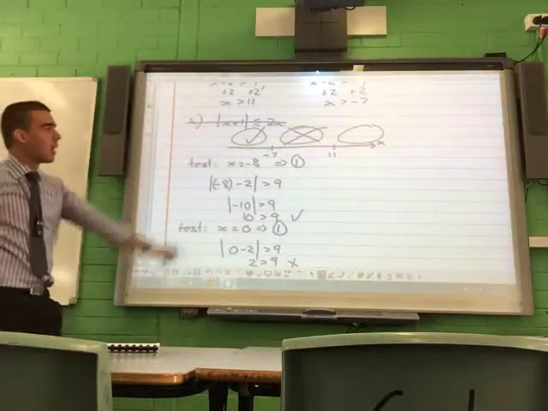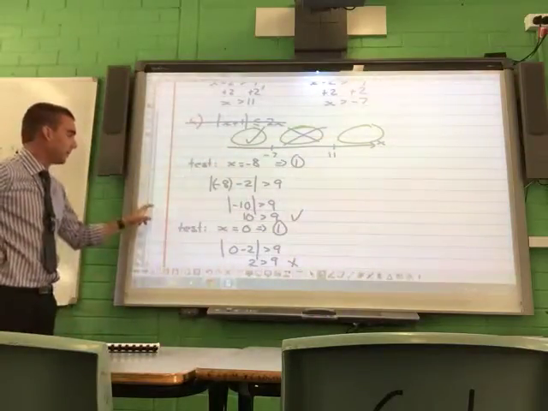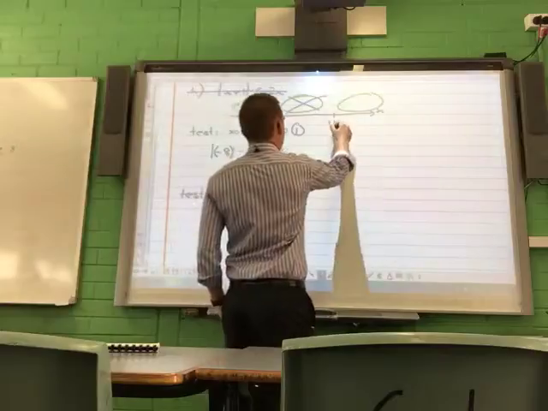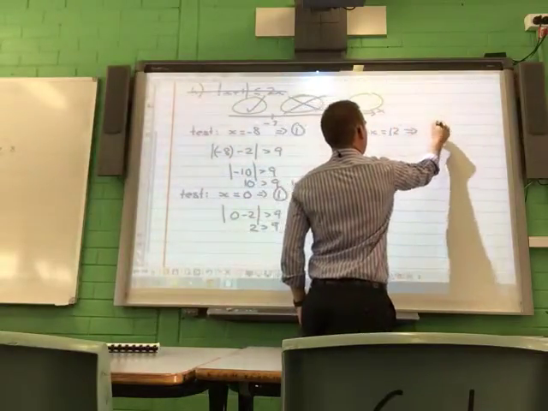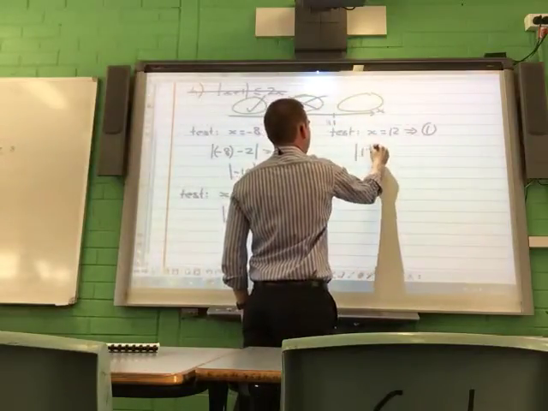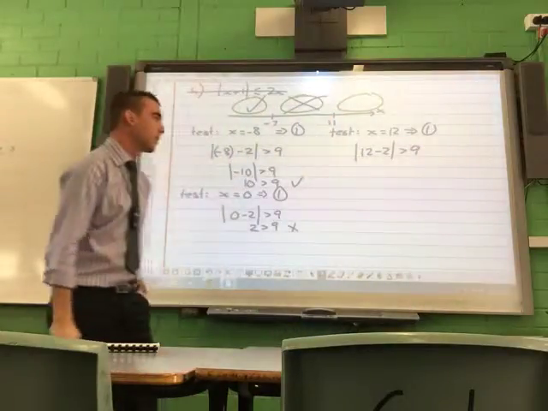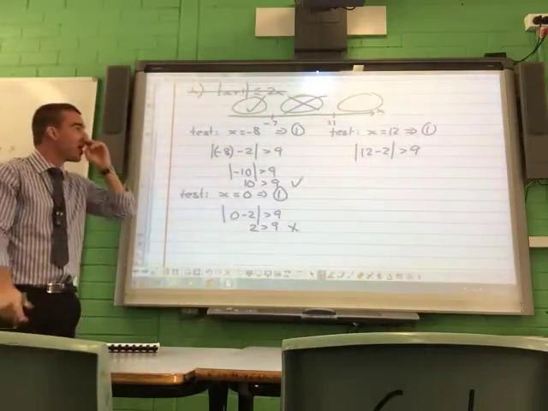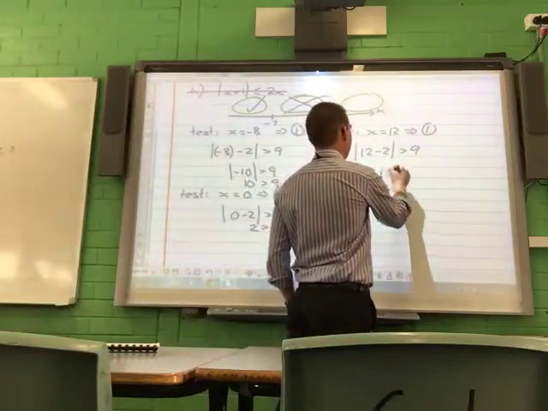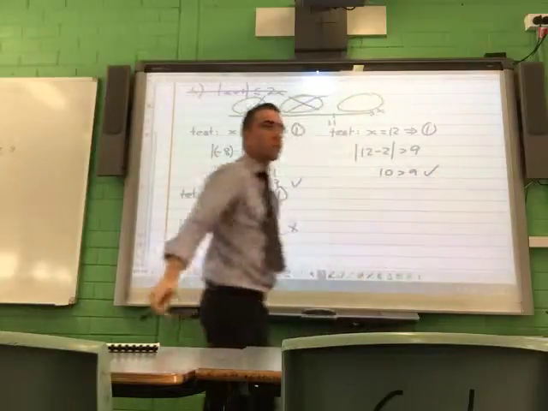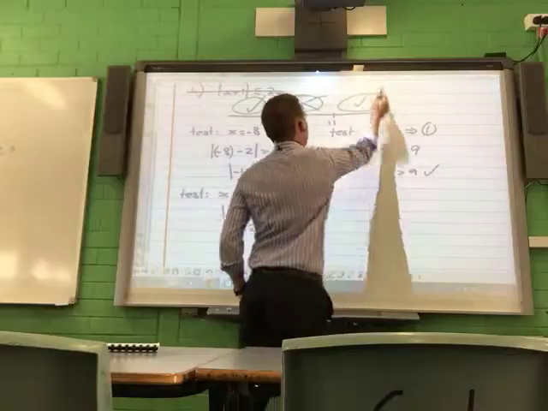Last one, we need to pick a point in that region. 12? So test x is 12 into equation 1. The absolute value of 12 take away 2, is it greater than 9? Yes. 12 take away 2 is 10. The absolute value of 10 is greater than 9. So that means the point works in this region.